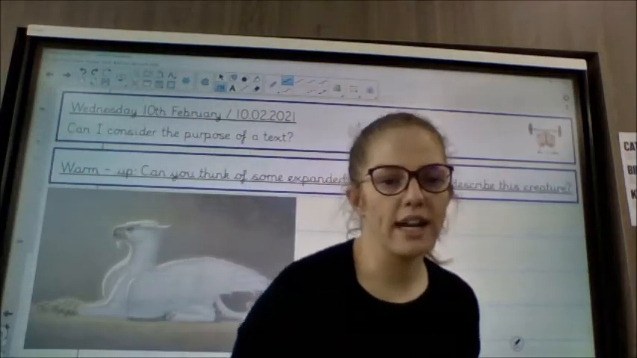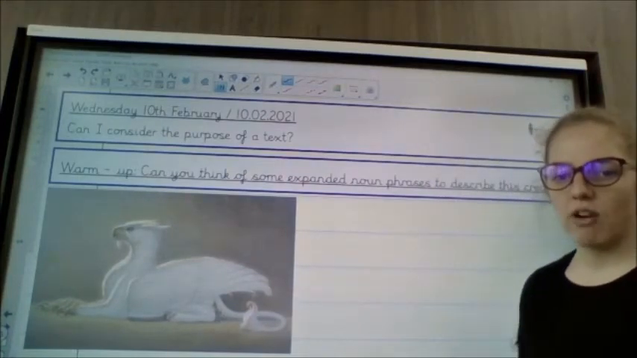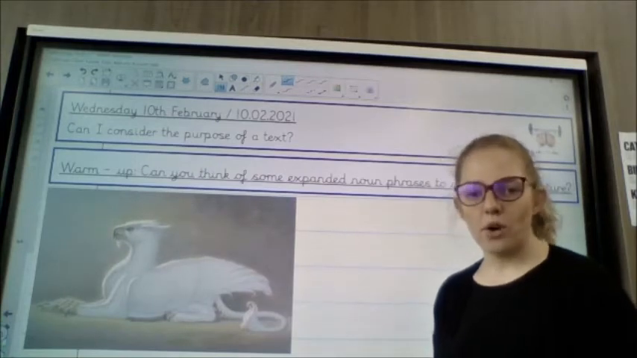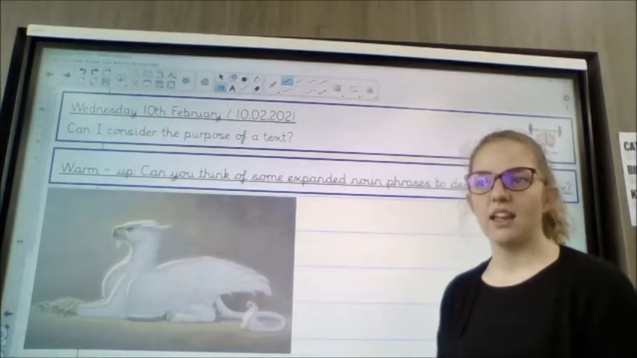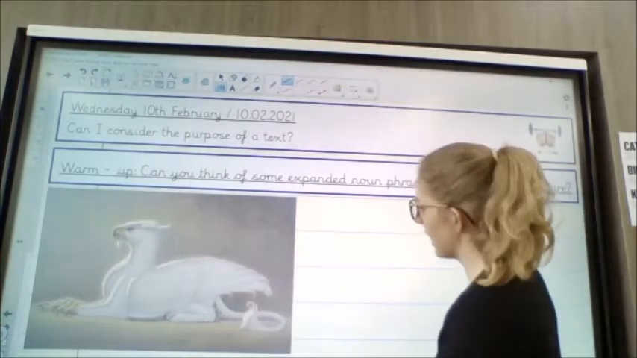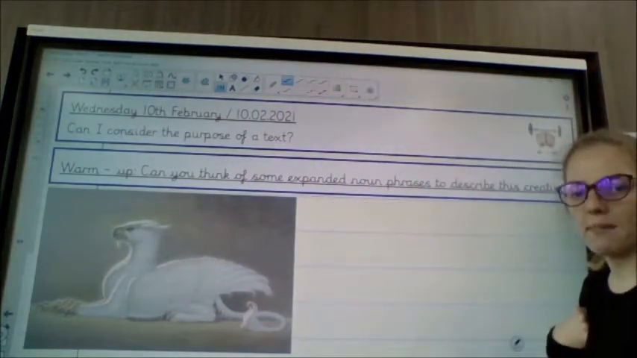Okay, to warm your brains up today, I want you to think of some expanded noun phrases to describe this creature. Now, can anybody tell me what an expanded noun phrase is? So have a think, and if you can email it in, you'll get a Marvellous Me shout out. Okay, so can you think of some expanded noun phrases to describe this creature?